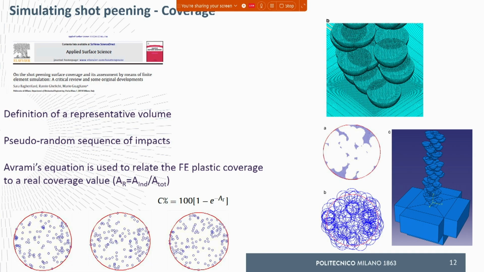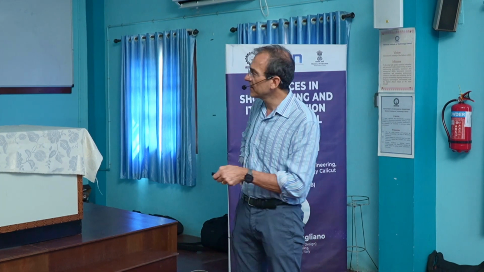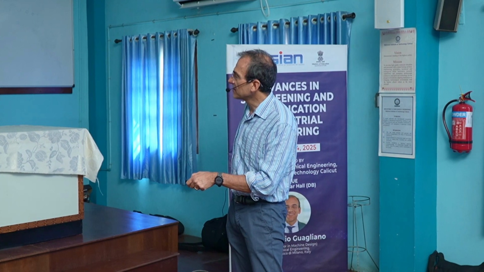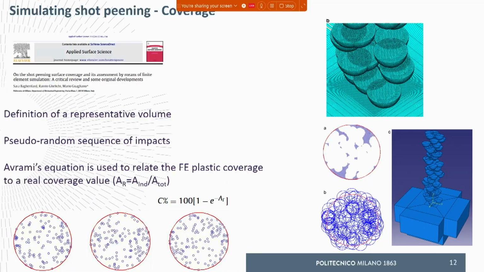So in this picture, the coverage is not 100%, but something less. There are some blue areas that have not been impacted. This is the situation of the impact indentation at the end of the simulation. And here we have the evolution of the impacted area with the number of shots, let's say.